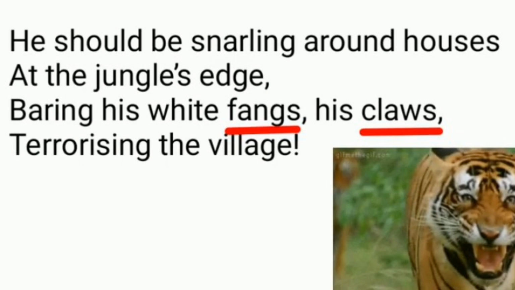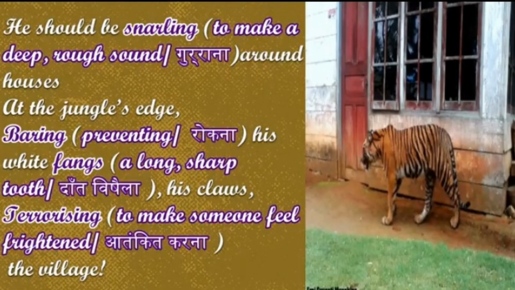So, children, in these lines, the poet imagines what the tiger would be doing in case he failed to find any prey in his natural habitat, that is, in the jungle. If the tiger would have been free, he says that the tiger would be angrily moving around the houses in the nearby village.